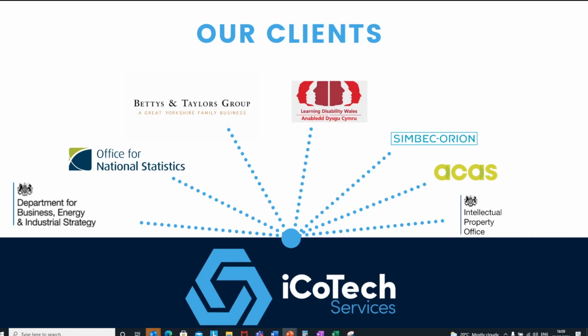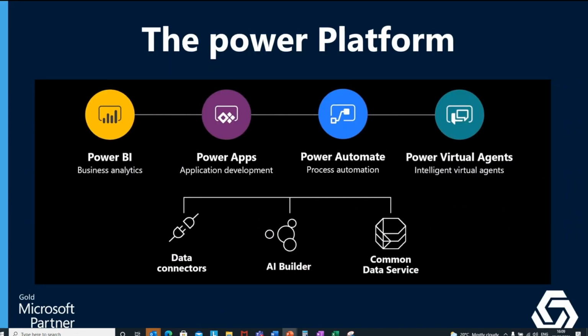To give you some information about our clients and who we work with. So we've been working quite extensively with the Department for Business, Energy and Industrial Strategy for some time now. We've done some work for the Office for National Statistics, Betty's and Taylor's Group, who are the manufacturers of Yorkshire Tea. We've done some local work as well with one of our partners here in Learning Disabilities Wales, Simbec, Orion, ACAS, and the Intellectual Property Office, just to name a few to give you an idea of the types of clients that we work with and the types of organizations that we've helped in the past.